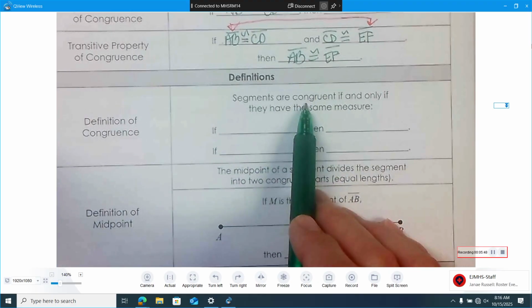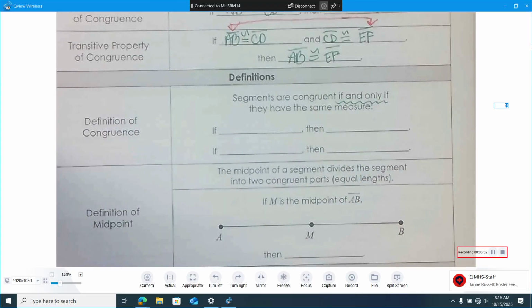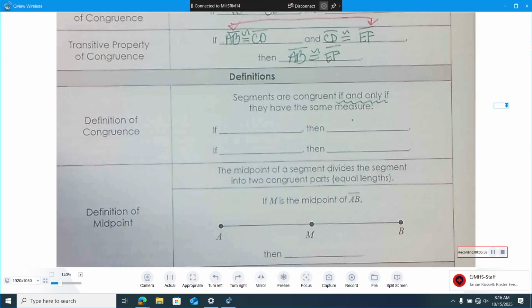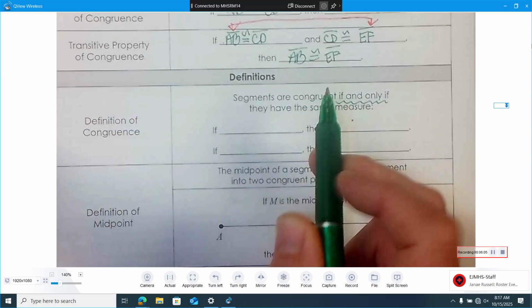Segments are congruent if and only if. That's a biconditional statement there. Segments are congruent if and only if they have the same measure. So what does this mean? This is a forwards and backwards statement. So forwards, it says segments are congruent.